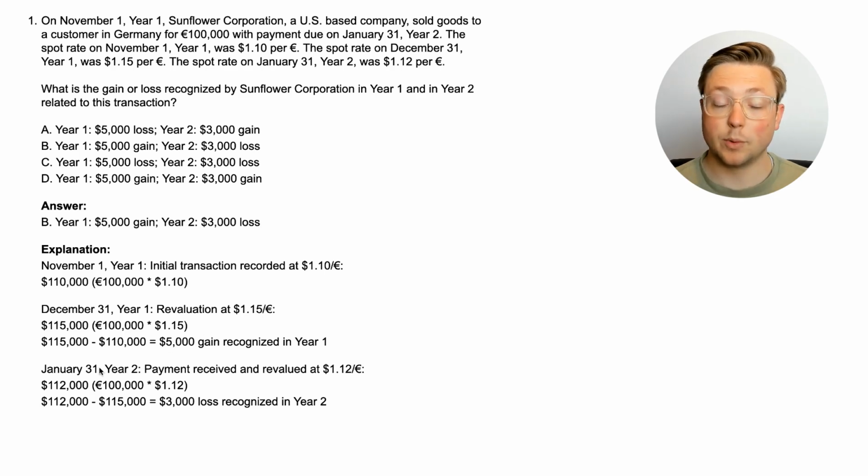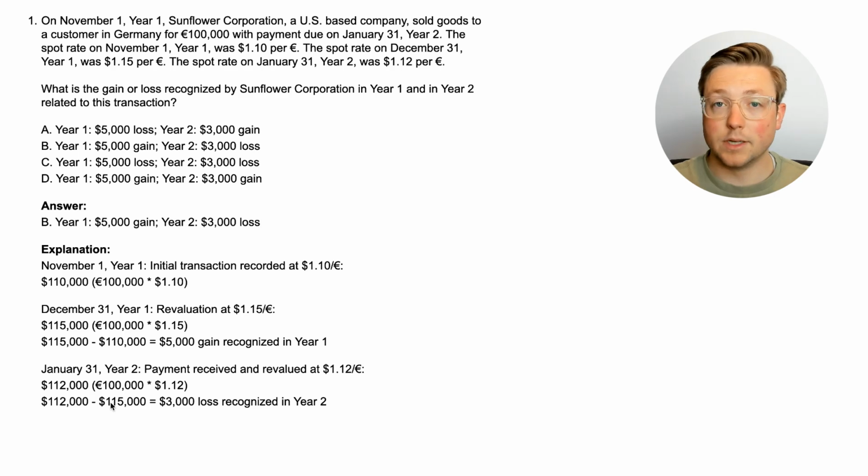But when it comes January 31st, when the actual payment is received, they're actually getting the money for these goods that were sold. Now the exchange rate is $1.12 per euro. So we have to multiply the 100,000 euros by the $1.12 exchange rate. That gives us $112,000 that was actually received on the payment date, meaning that they also had a loss compared to what they were expecting to get of $3,000, because they were expecting $115,000 and now they actually received $112,000. So there is a loss recognized in year 2.